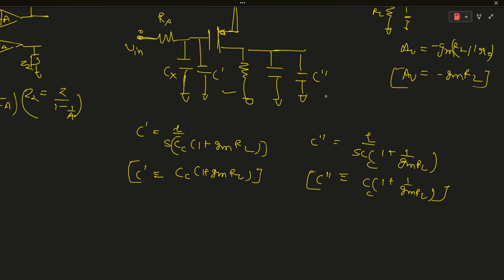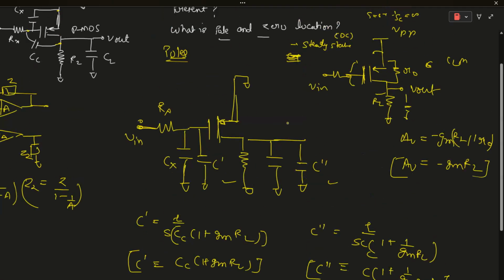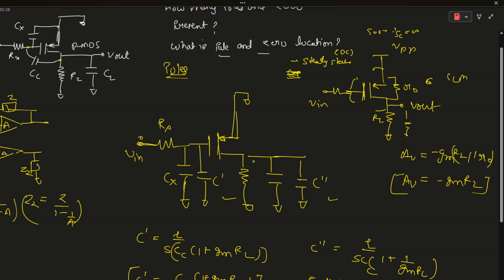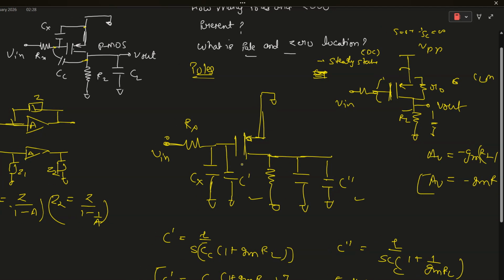Now we know about C dash and C double dash. Now I'm giving you the important point for finding poles in this kind of circuit. To find poles, always consider these nodes. Like if there is a node, like this is one node and this is two node, always consider these nodes.